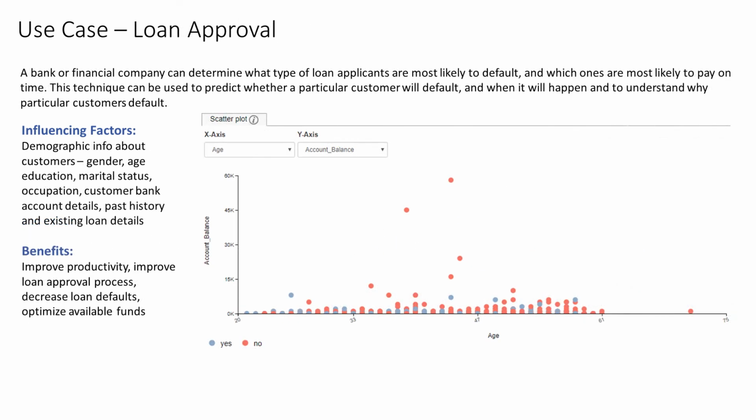This is a use case for loan approval, where a bank is trying to determine what type of loan applicant is most likely to default on a loan, who is most likely to pay on time, and other factors. In this case, the analysis includes demographics like gender, age, education, marital status, occupation, past loan history, and other details.